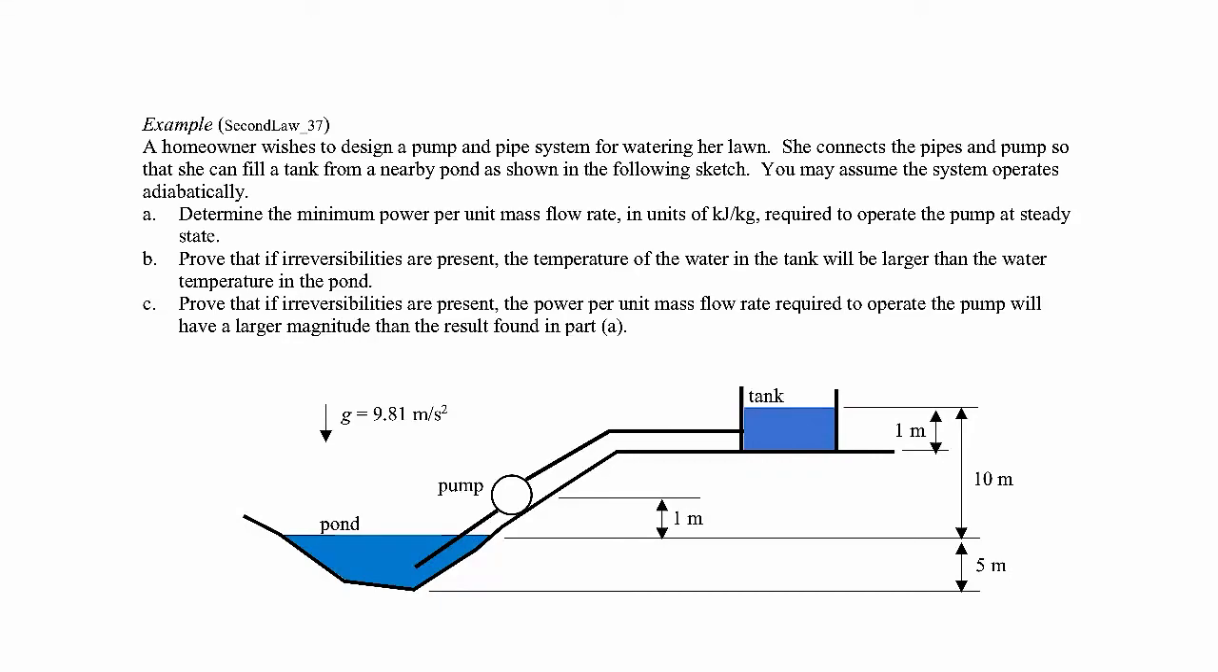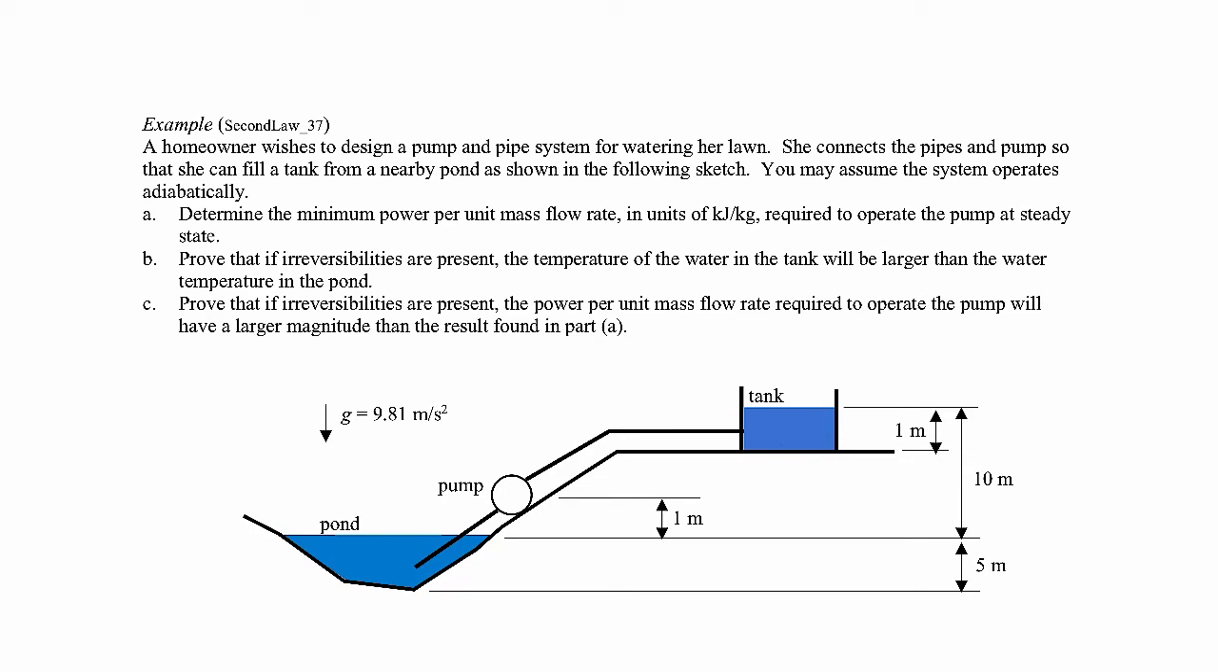In this example, we're told a homeowner wishes to design a pump and pipe system for watering her lawn. She connects the pipes and pumps so that she can fill a tank from a nearby pond as shown in the sketch. You may assume the system operates adiabatically. We should also say that we're going to assume it's also operating at steady state.